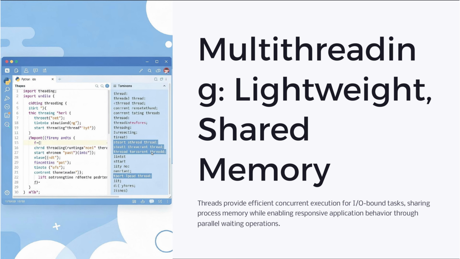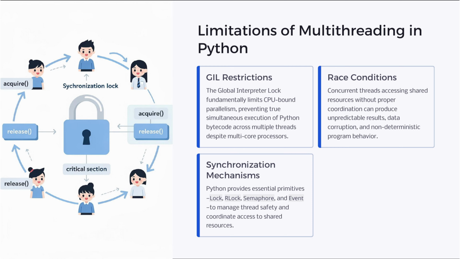This allows for efficient data exchange and responsive application behavior, as threads can perform parallel waiting operations, enhancing performance without the overhead of multiple processes. Python's global interpreter lock, GIL, restricts true parallelism in multithreading, limiting CPU-bound tasks.